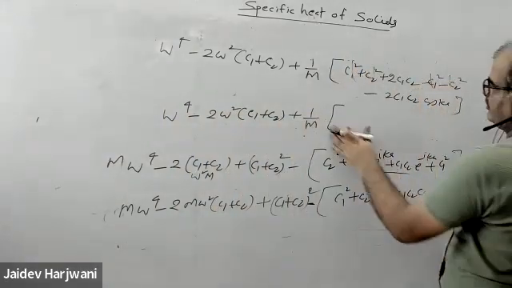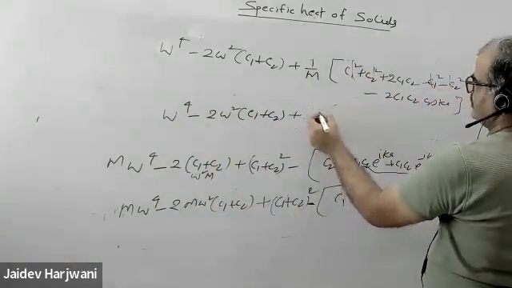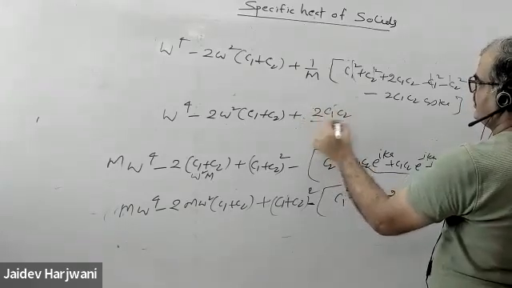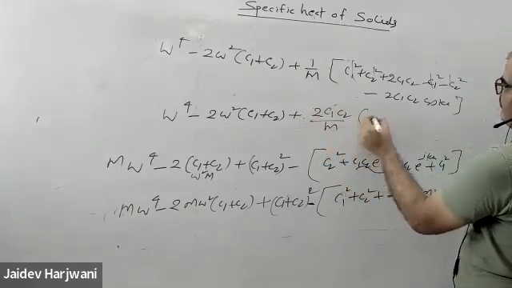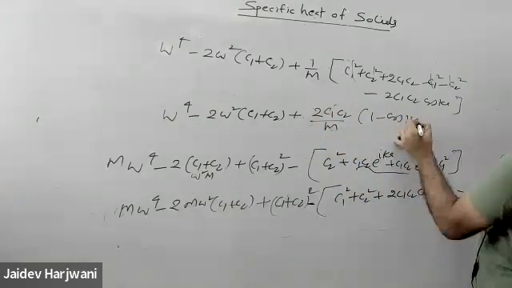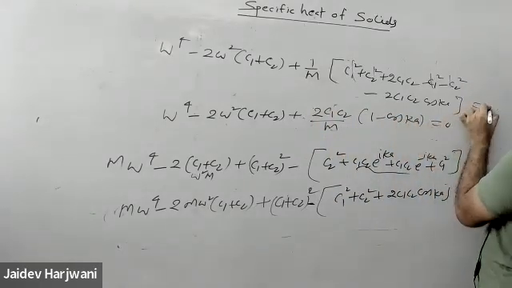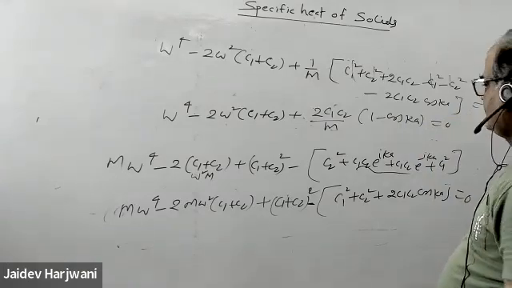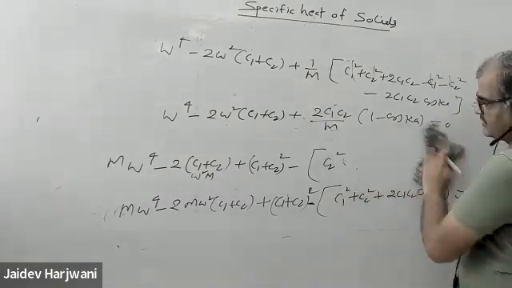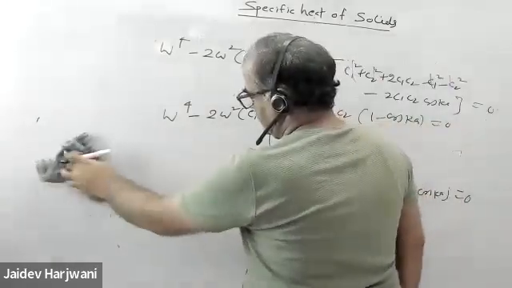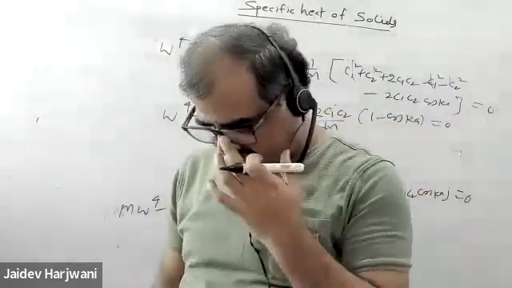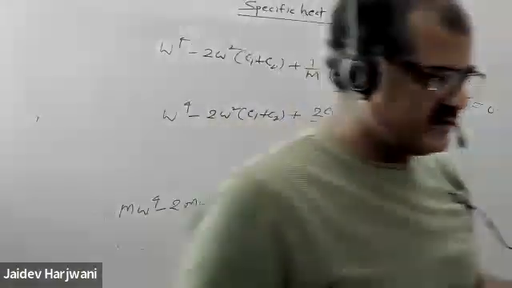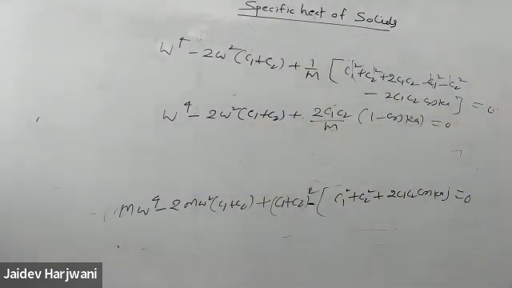You have 2 C1 C2 common, and you have 1 minus cos ka. This is the equation. Now solve this one and tell me the answer, whether you're getting what I have written or something different.